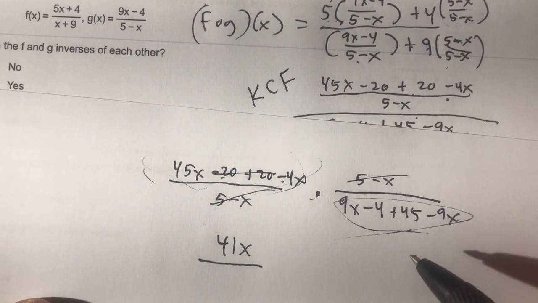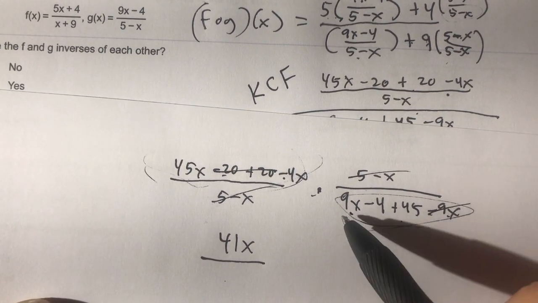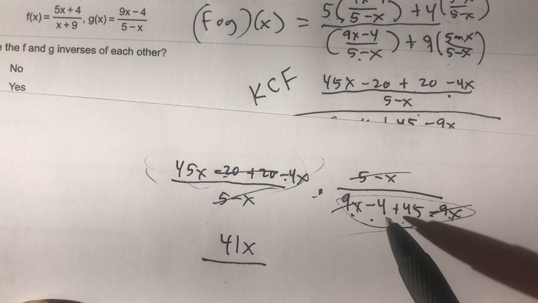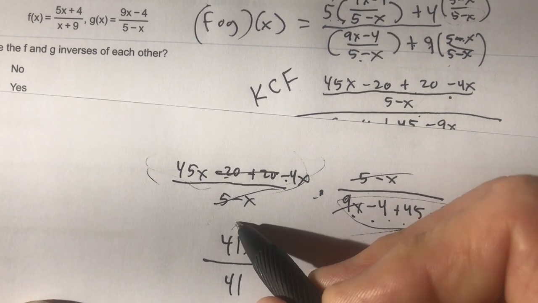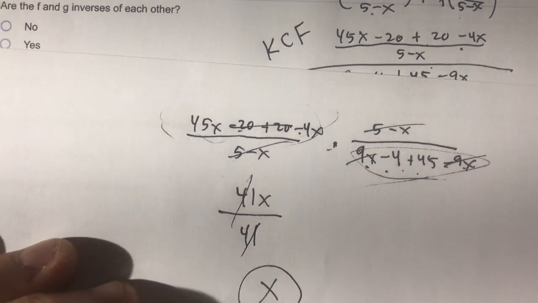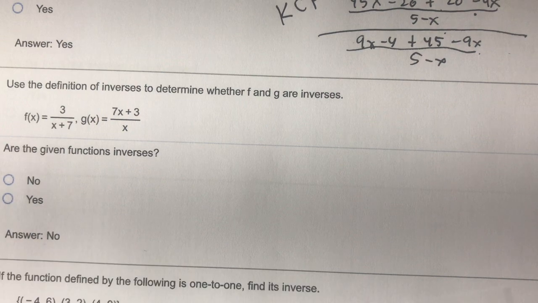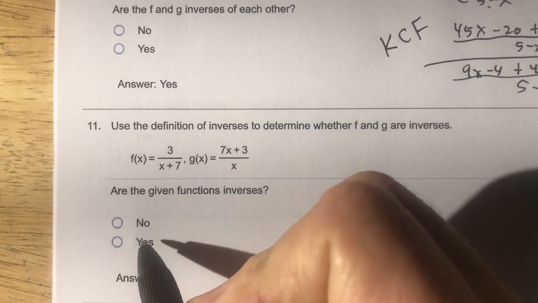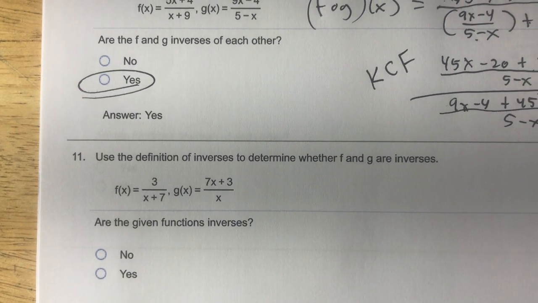Okay, on this one, on the bottom, I've got 9x minus 9x, which cancels, and I've got negative 4 plus 45x, which is 41, and the 41s cancel, which means it's just x, which means they are inverses. That was a little tough one, but these are inverses, so yes. And you see the answer there, yes. Okay, that's probably the hardest one.